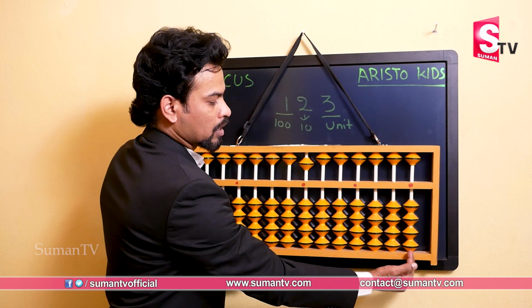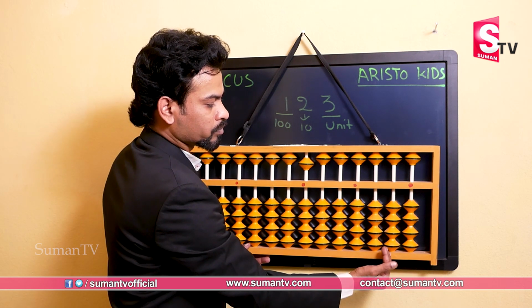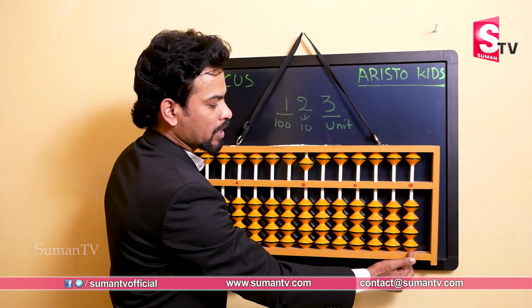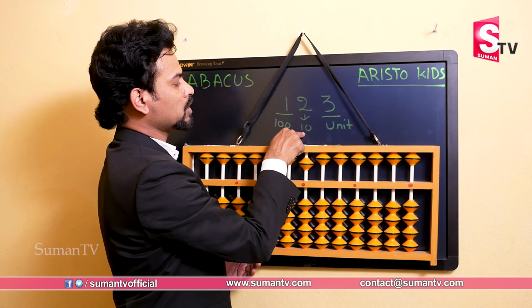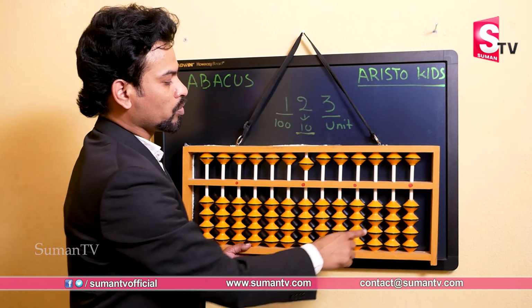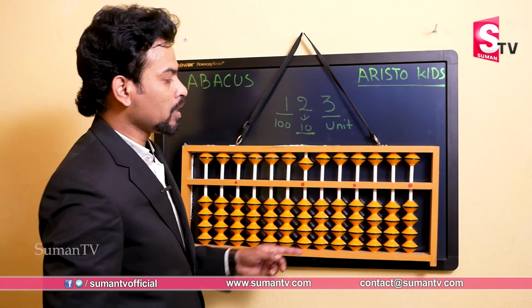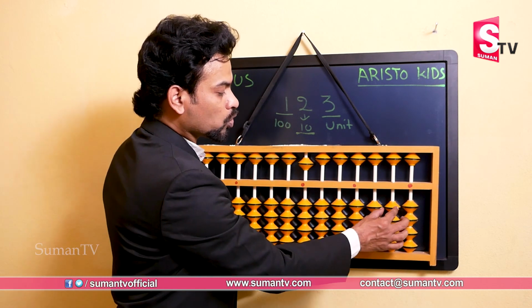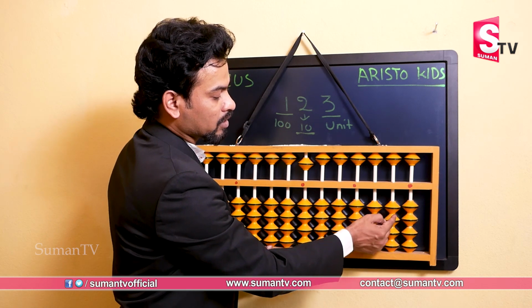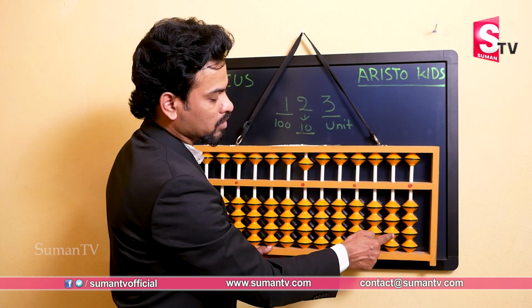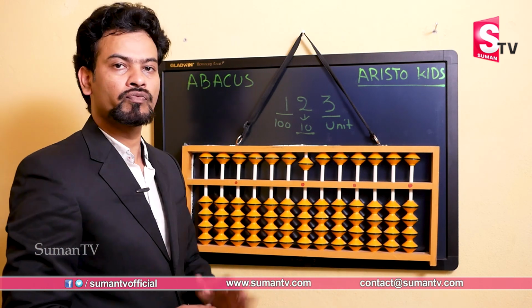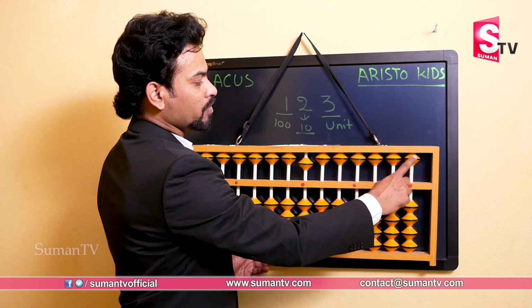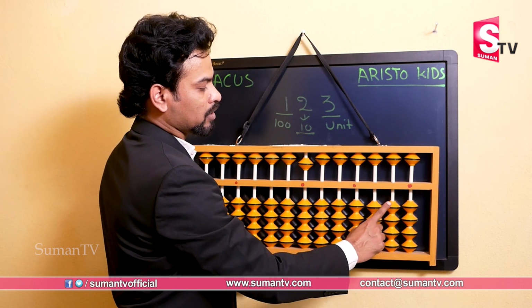If this is the unit place, left of the unit, this place is called the tens place. In the tens rod, each lower bead has a value of 10. This is also 10, this is also 10, this is also 10. And the upper bead has a value of 50. As this is 5, this is 50. This is 1, this is 10.